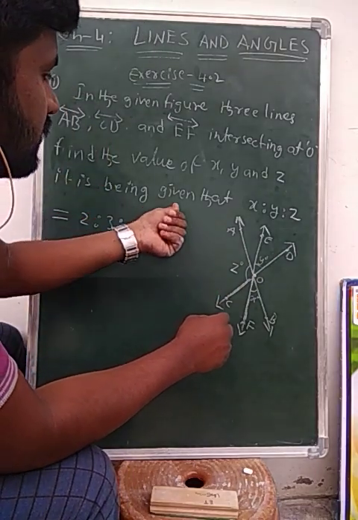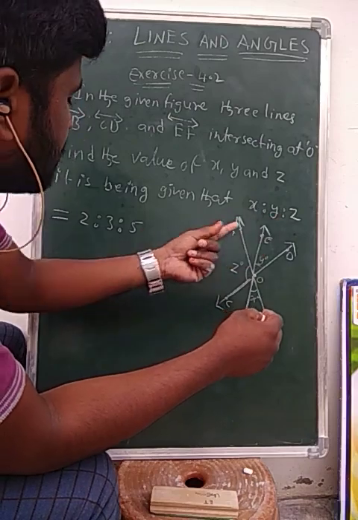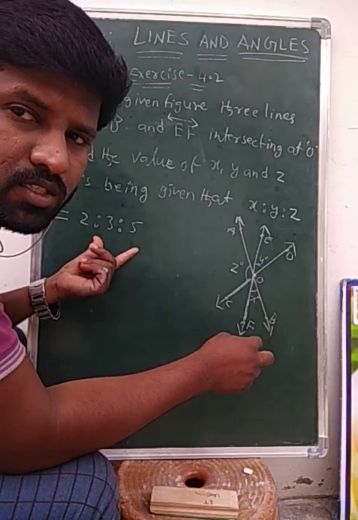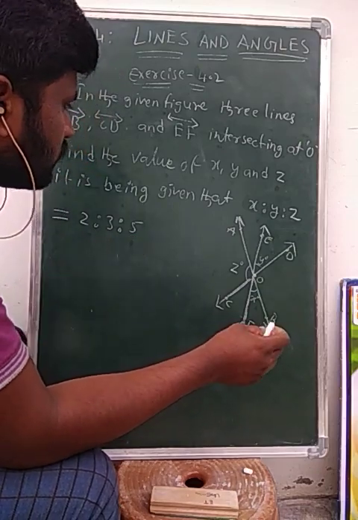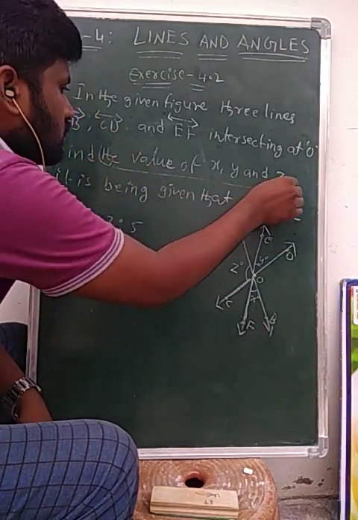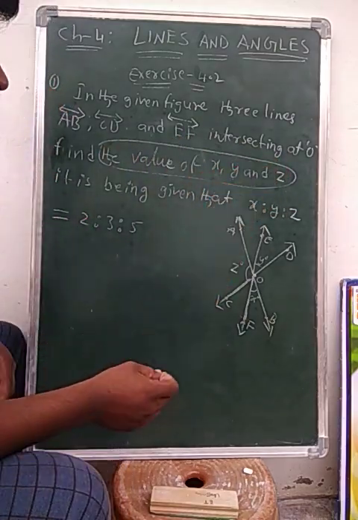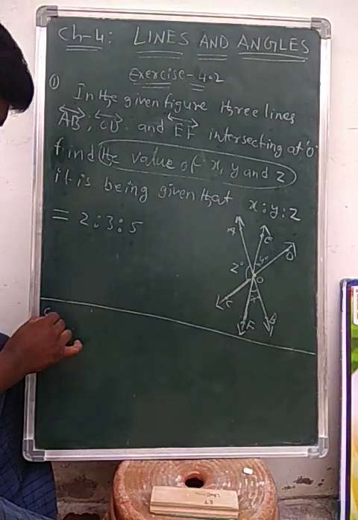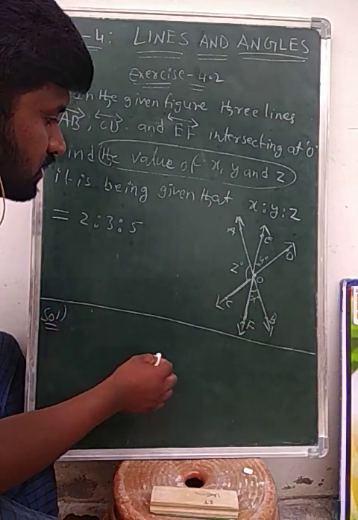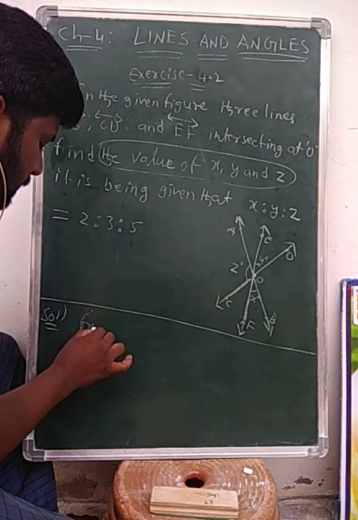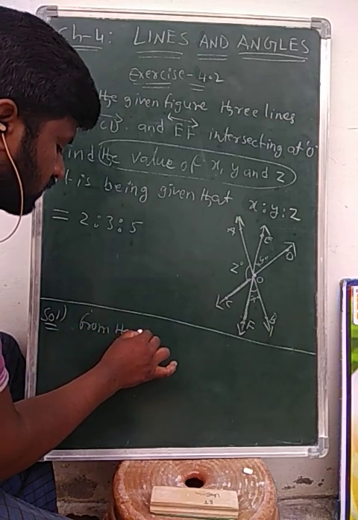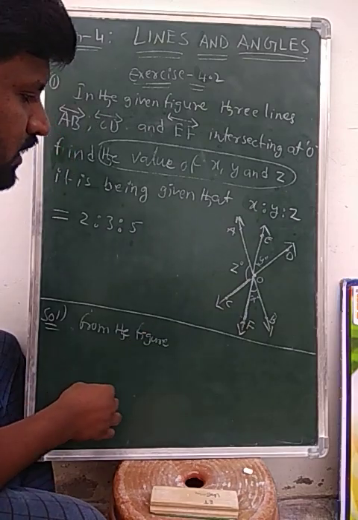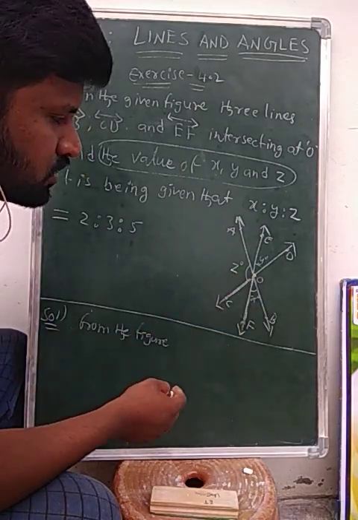It is being given that x is to y is to z is equal to 2 is to 3 is to 5. Okay, so this is the given question. We are required to find the values of x, y, z. Now see, it's a solution. See from the figure, we can write vertically opposite angles are equal.